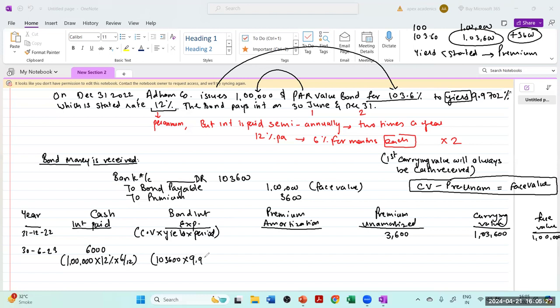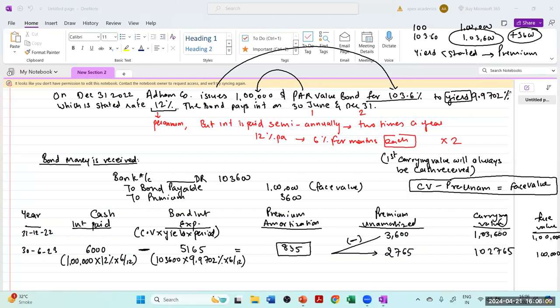Multiplied by 9.9702 percentage multiplied by 6 divided by 12. Don't do any calculations, please. Spare me that. I'm giving you everything spoon fed. 5165. My dear friends, what is this? This is 5165. What is cash interest paid minus bond interest expense? 835. This is the premium that you are going to amortize for the first year. What is unamortized? Out of 3,600, you amortized 835. How much is left for you guys? 2765. 2765 plus something is equal to what? 1 lakh. So what is this going to be?